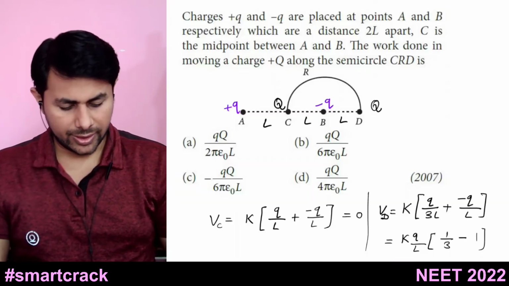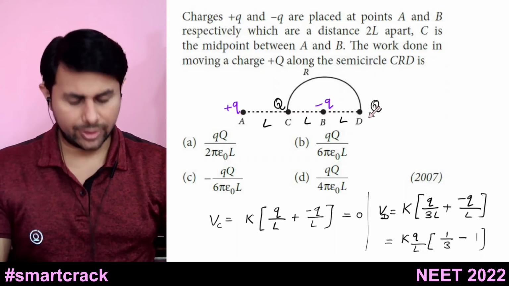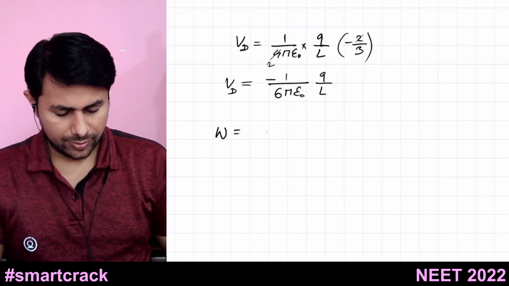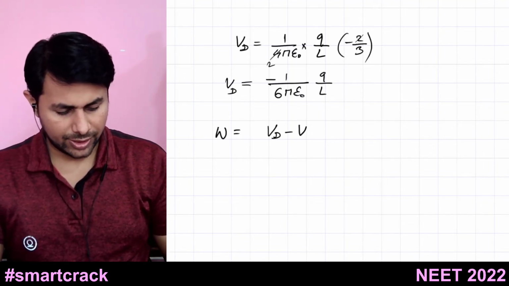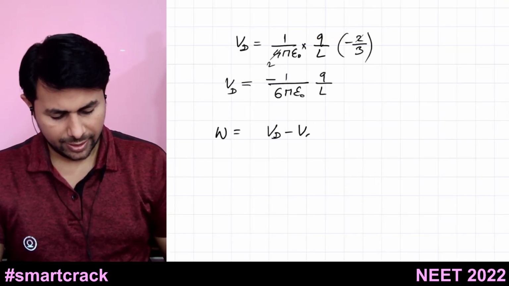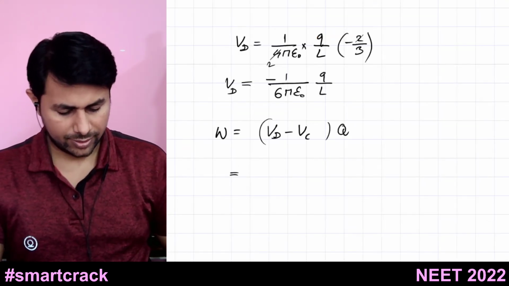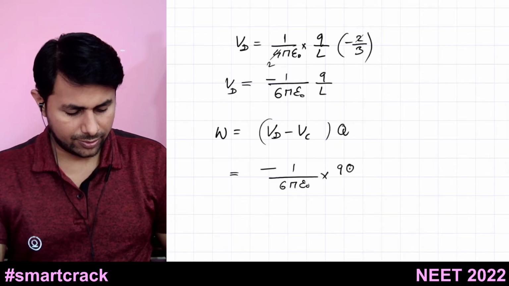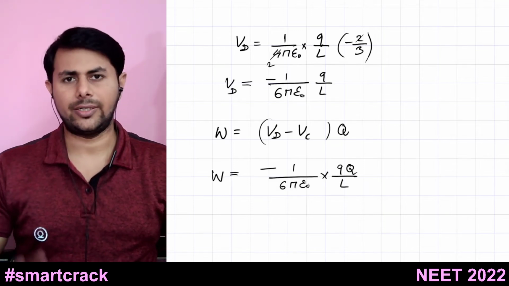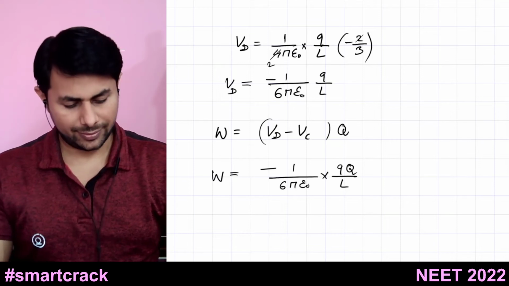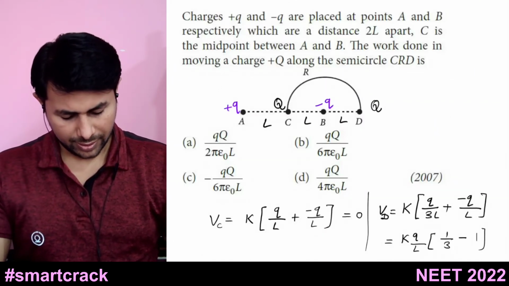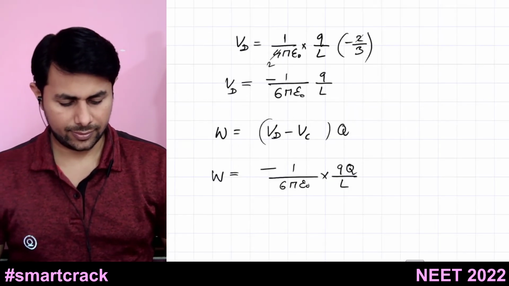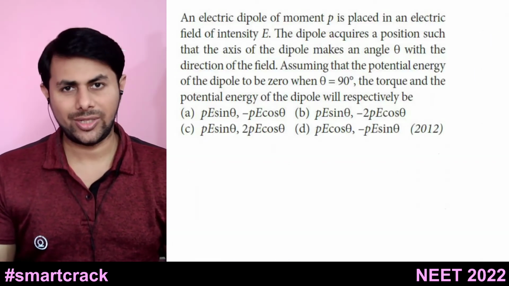And we want to find out the work done to move charge Q from this point to this point. Okay, so it is simple. So it is work done equals final potential minus initial potential at point C multiplied by the charge. So that is minus 1 over 6 pi epsilon naught into Q over L. All right, very simple. So which option? Option C is the answer. Okay, so let's move on to the next question.